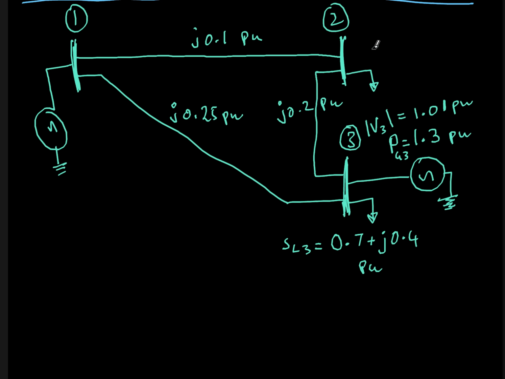Now look at bus 2. There is no generation here. Bus 2 is purely a load bus. So V2 and delta 2 both are unknowns. Two unknowns are there. Here delta 3 is unknown.